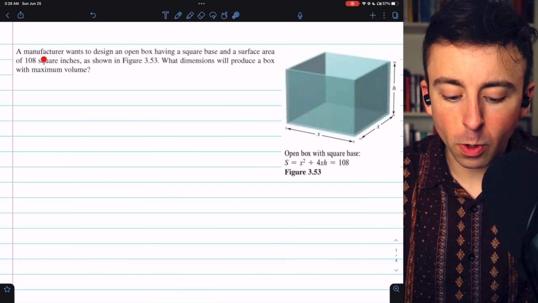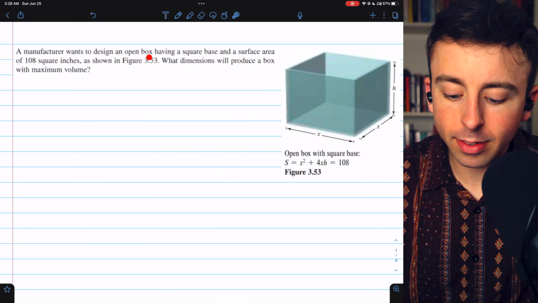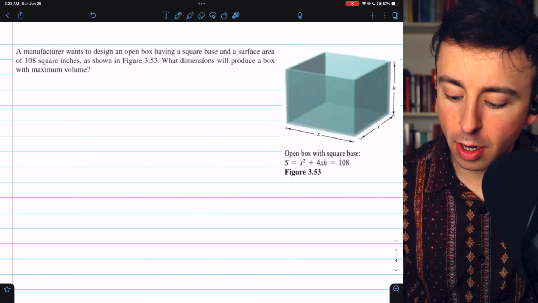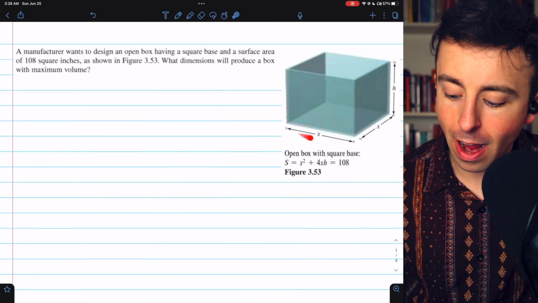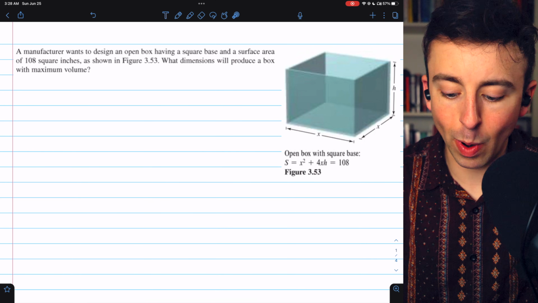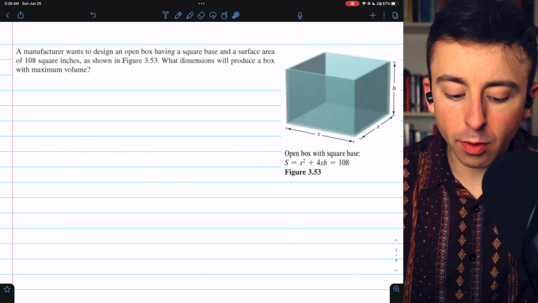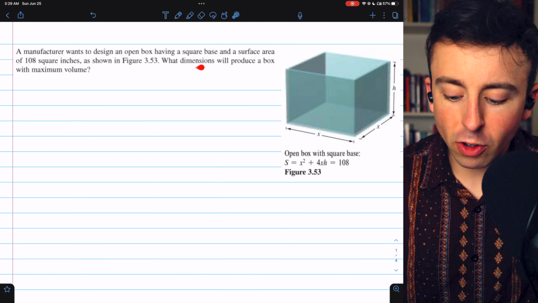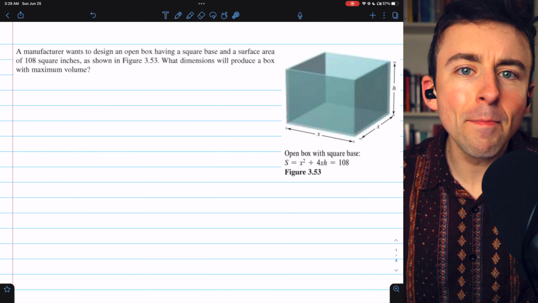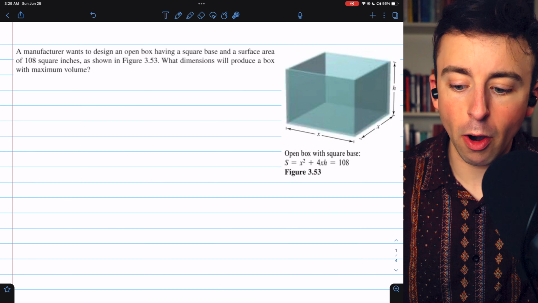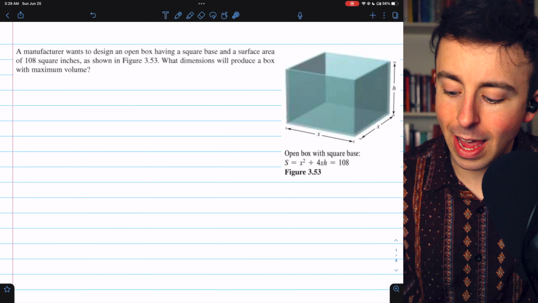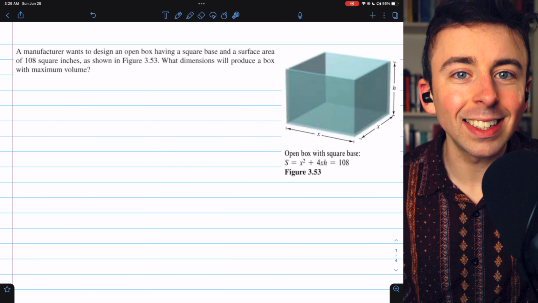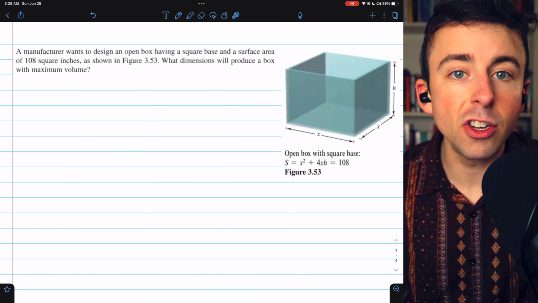A manufacturer wants to design an open box having a square base, so the dimensions of the base we could say are x by x, it's a square, and a surface area of 108 square inches, as we see in this figure. What dimensions will produce a box with maximum volume? So our box has a square base, that's x by x, and we'll call its height h. And remember, it has no top.